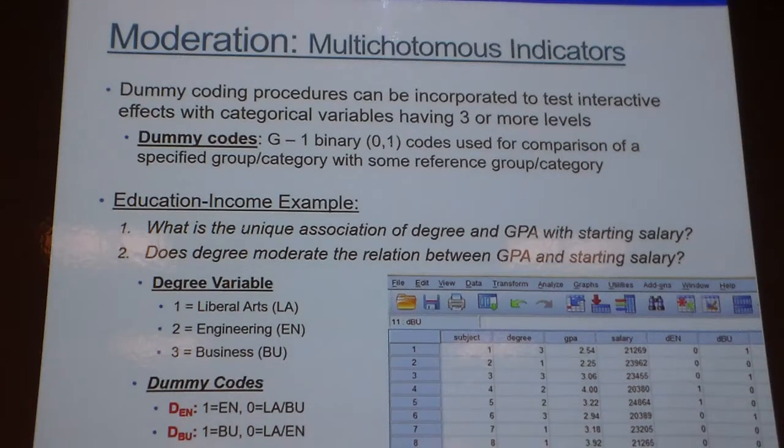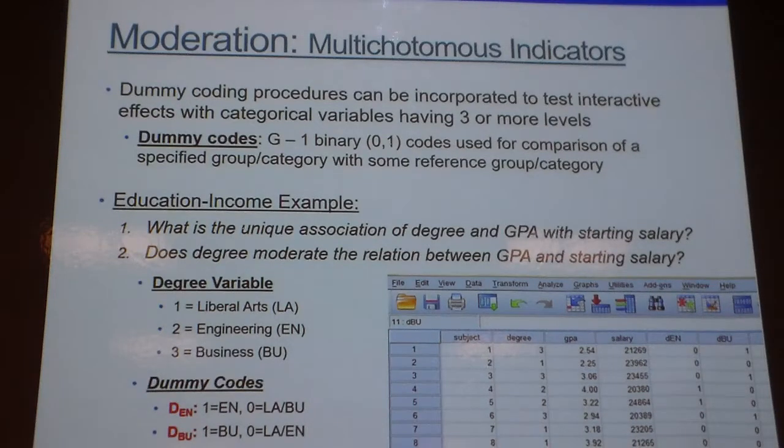Okay. And so in this example, what we've got is a categorical indicator with 3 levels, right? We've looked at people with a liberal arts degree, an engineering degree, and a business degree, okay? This is a straight up nominal variable, right? We can't order these in any way, there's no sort of 1, 2, 3 about it, right? This is just different types of degrees.